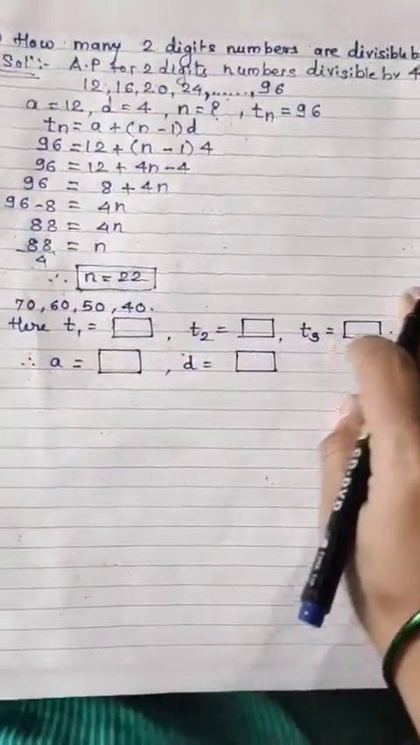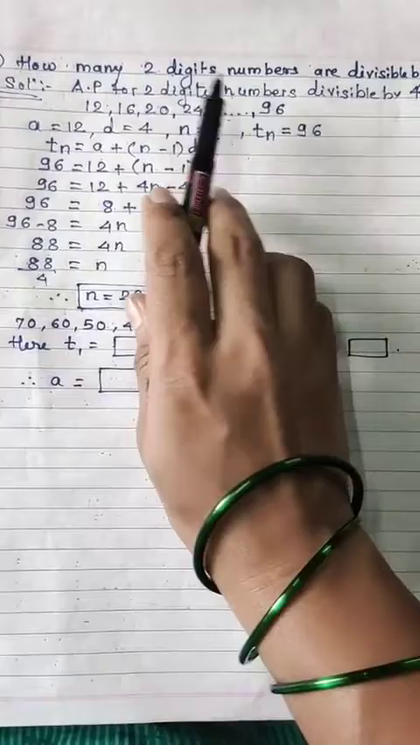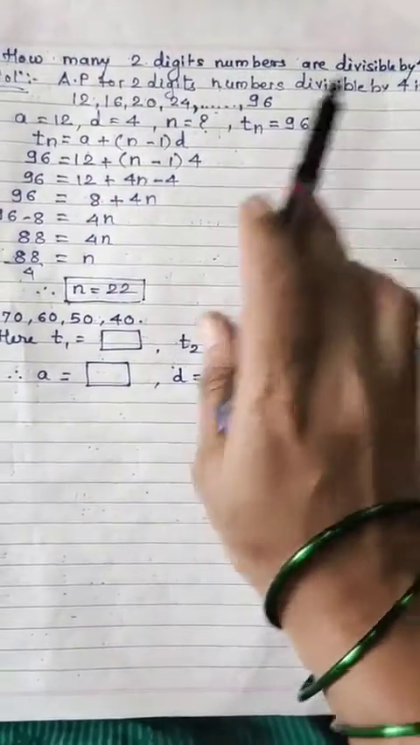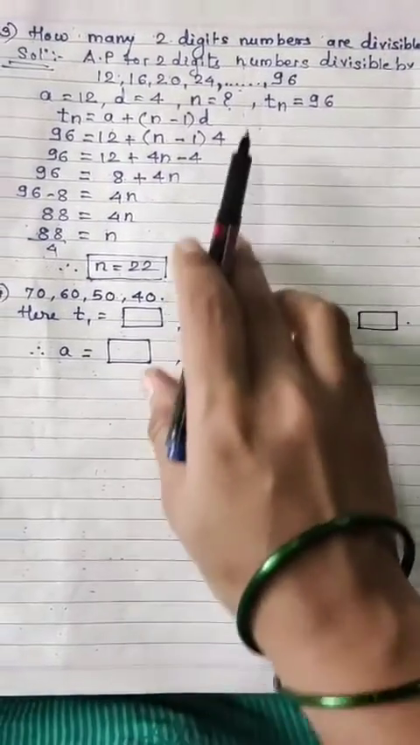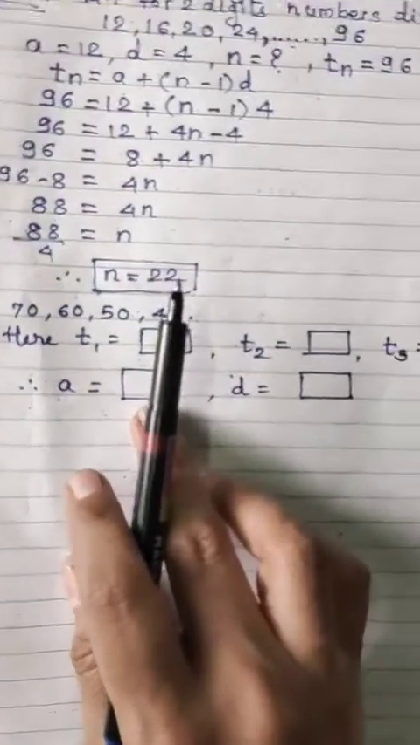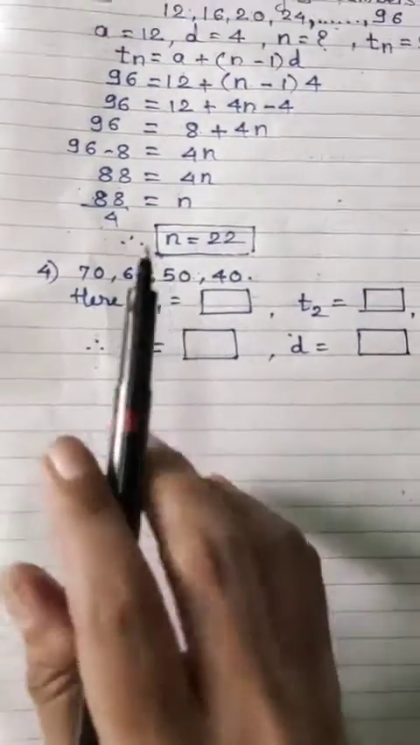Write the result in words here. There are 22 two digit numbers which are divisible by 4; you should write that in brackets in words. So in this way we have solved this example. Now let's take the next example.